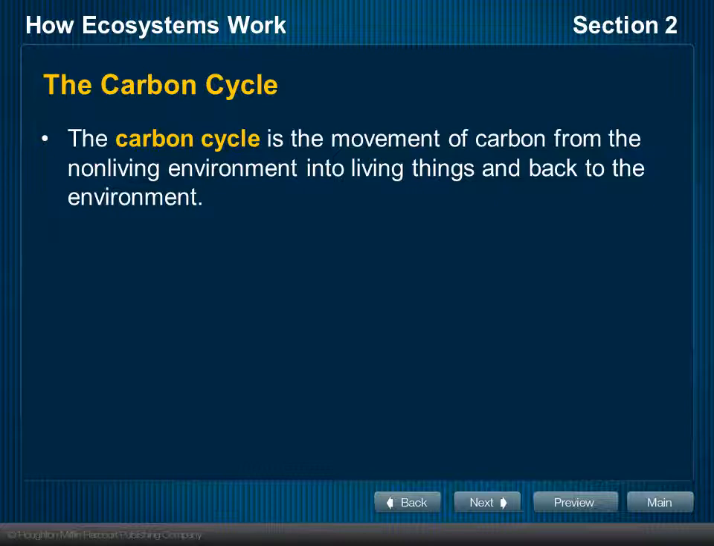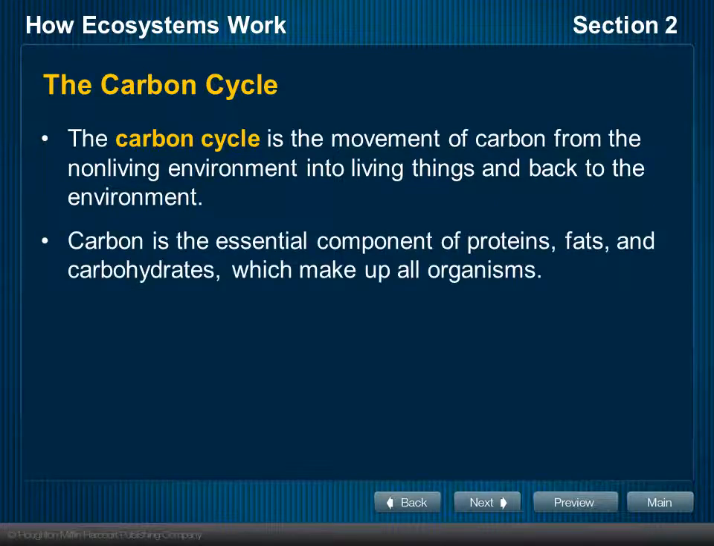And the first material, which is very, very important to all ecosystems, is carbon. And by definition, the carbon cycle is the movement of carbon from the non-living environment into living things and then back to the environment. Again, it's a cycle, so it's back and forth. Carbon is absolutely essential. So living organisms need carbon to make proteins. They need carbon to make fats. They need carbon to make carbohydrates. All of those larger, if you will, macromolecules are needed for all organisms. Not just one or the other, but they're all needed for all organisms.